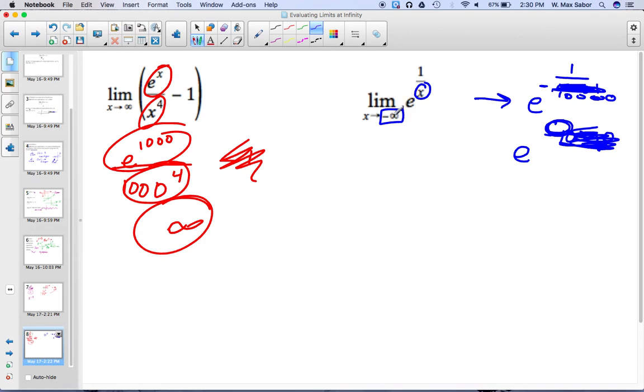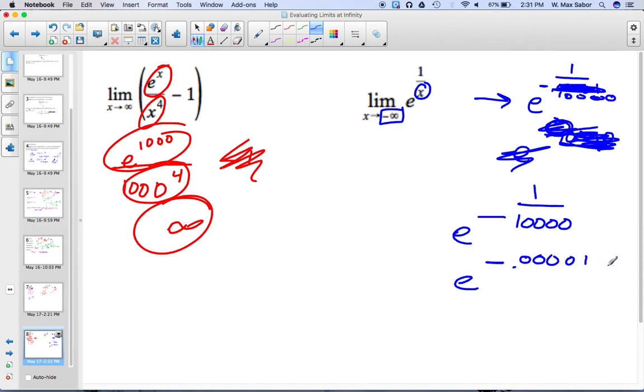Because we're plugging in more and more negative numbers for x, this is getting closer to negative 1 over 10,000 or negative 0.001. And as we make x bigger, 1 over x gets smaller. And when 1 over x gets smaller, this is getting closer and closer to 0. So the whole thing is getting closer and closer to e to the 0, which is 1. So the limit here is 1.